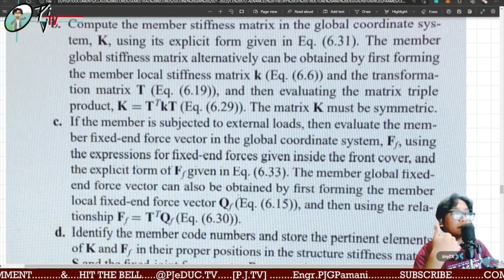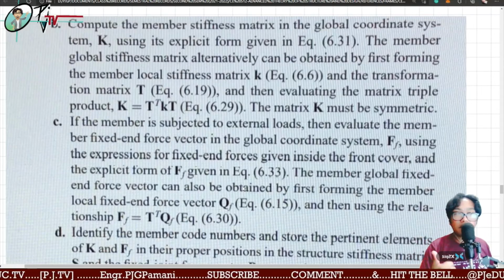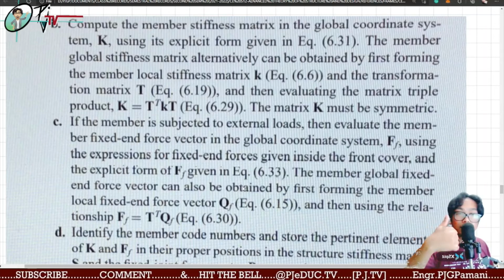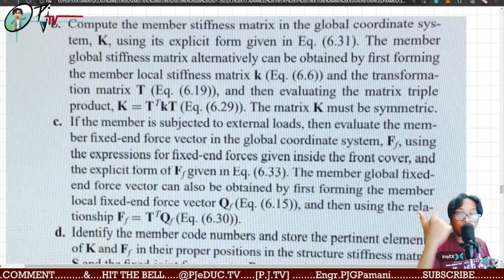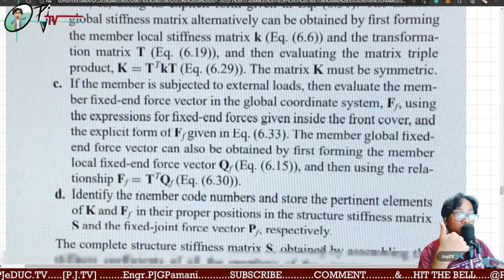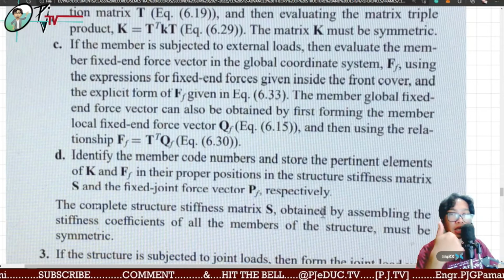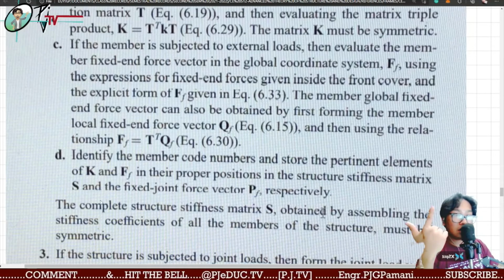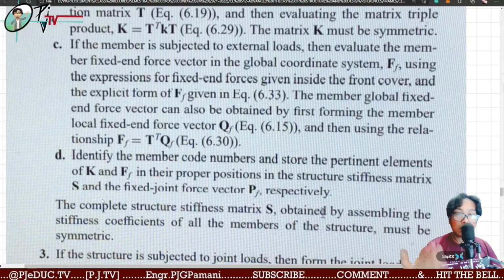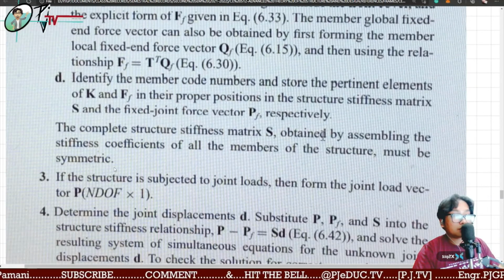Okay? Then, if the member is subjected to external loads or member loads, we'll have to compute the member fixed end force vectors or the fixed end moments. Compute the fixed end moments in the local coordinate system, then convert them to the global coordinate system. After which, summate them to compute for PF. Identify the member code numbers and store the pertinent elements of K and FF, or the global stiffness and the fixed end forces, in their proper positions in the structure matrix. Again, perform the analysis on the near and far nodes, then summate to get the complete structure stiffness matrix.